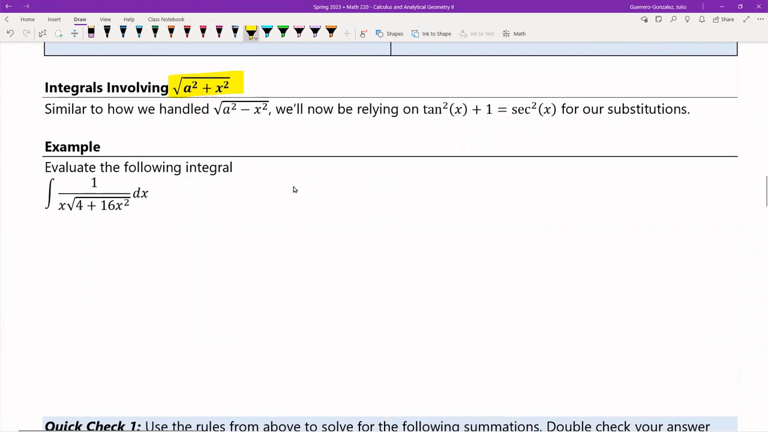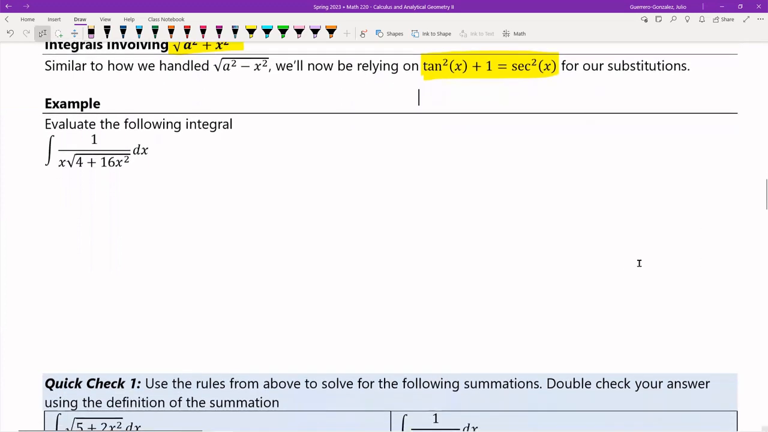I want to go ahead and try to do this one. So a new combination, a squared plus x squared, right? It's similar to how we handled the one with the negative in it, but in this case we're going to be using the trig substitution tan squared plus 1 is equal to secant squared. So if you take a look, we want our x squared to be some version of tangent. Okay?